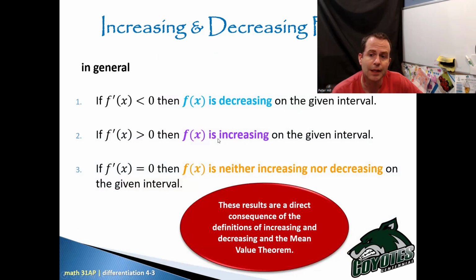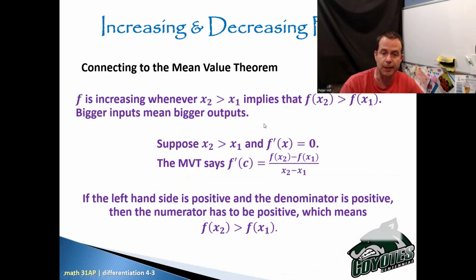These results are a direct consequence of the definitions of increasing and decreasing and the mean value theorem. So we'll just have a quick connection to the mean value theorem here. f is increasing whenever x2 greater than x1 implies that f of x2 would have to be greater than f of x1. Bigger inputs mean bigger outputs. So let's just unpack that for a sec.